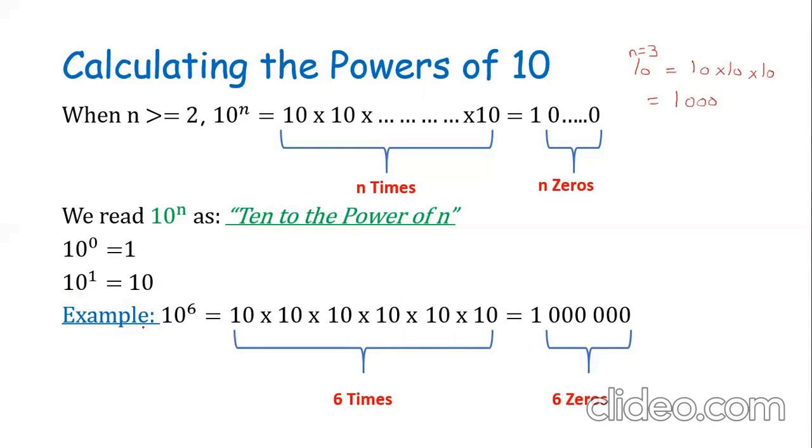Another example, in this case we take 10 to the power of n, where n equals 6. This is equal to 10 multiplied by itself 6 times. So here we have 1, 2, 3, 4, 5, 6. And this is equal, as we have seen here, to 1, and on the right side of it, a number of zeros that is equal to n, which in our case is 6. So we have 1 million as an answer.